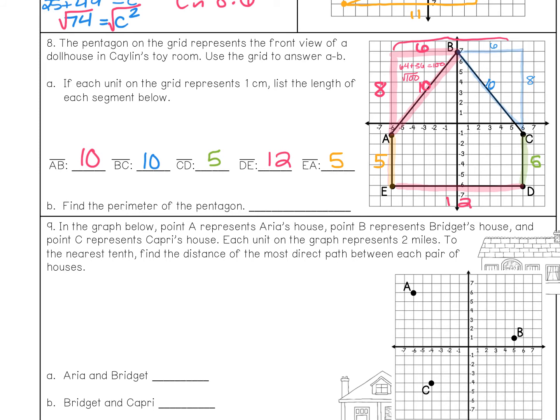Now the next part of the question asks me to find the perimeter of the pentagon, which is just going to be 10 plus 10 plus 5 plus 12 plus 5. So that's 10, 20, 5 and 5 makes 30, plus 12 is 42 units. So now we know that the perimeter of the dollhouse in Kaylin's toy room is 42 units.